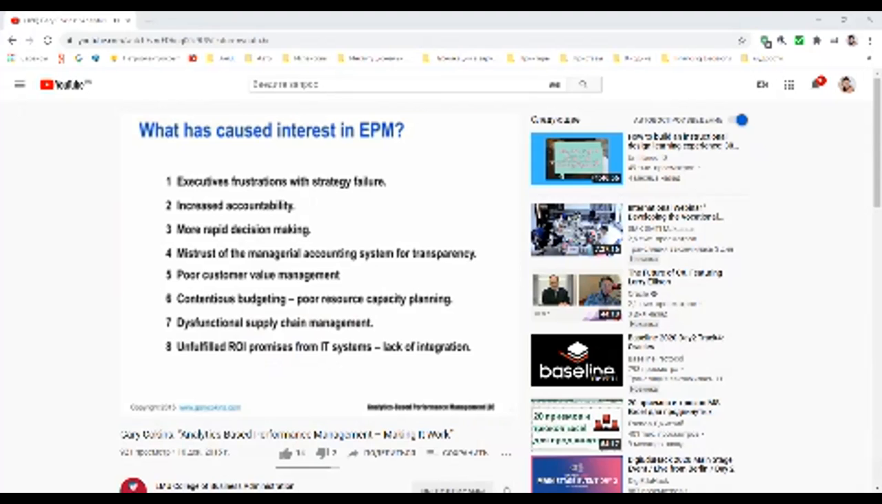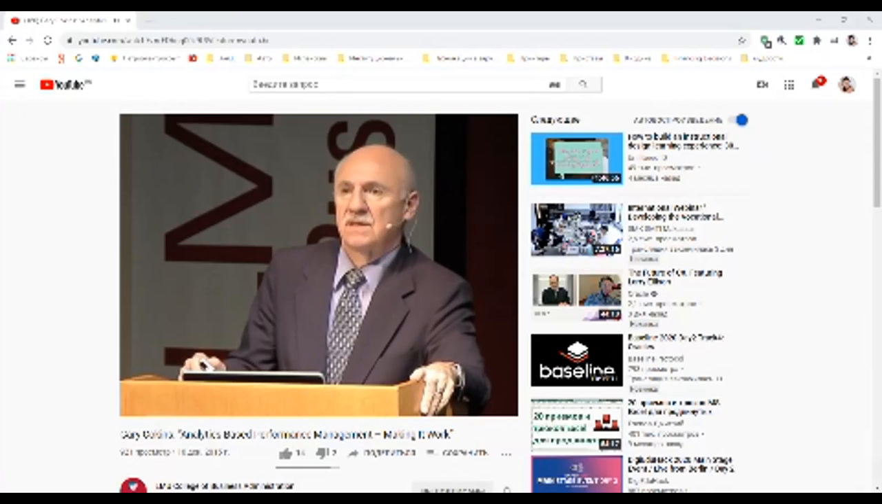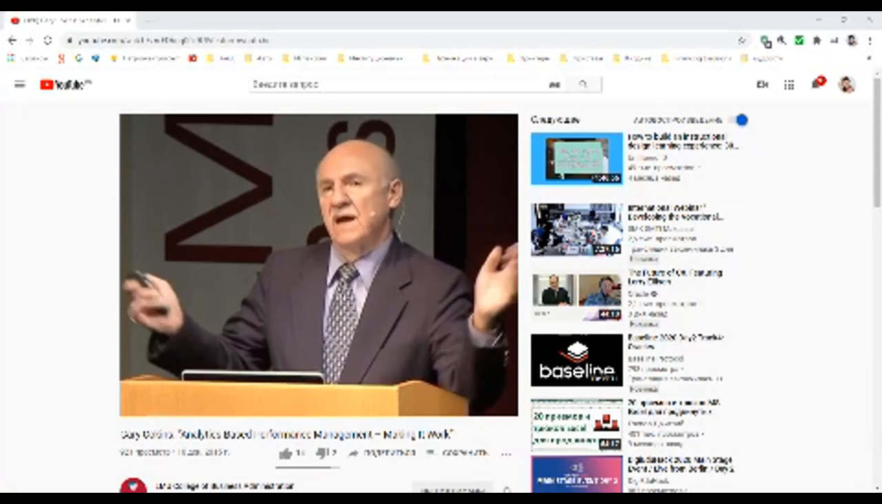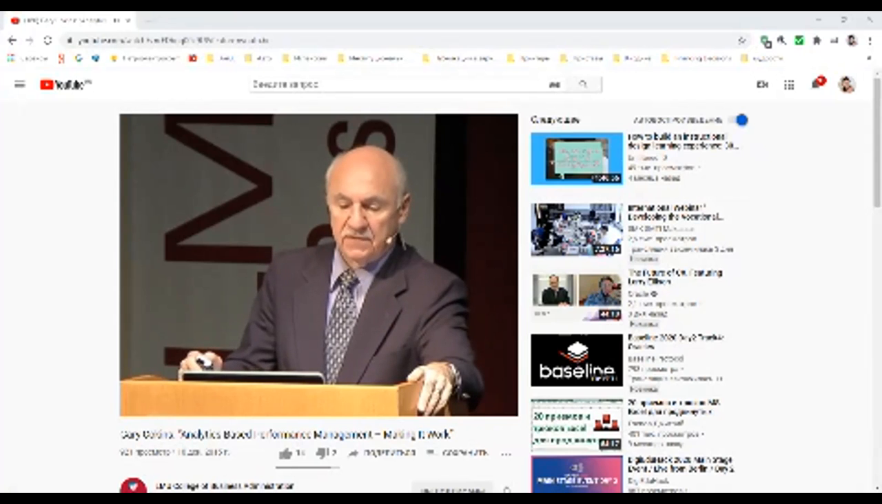Fourth, mistrust of the management accounting system for transparency and accuracy. This may surprise you, but many managers in a company, line managers, do not trust the accounting system. They think it's flawed and misleading. It may reconcile in total, but not in the parts. We'll talk about how activity-based costing resolves that.